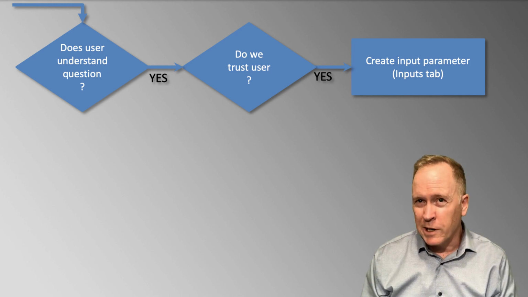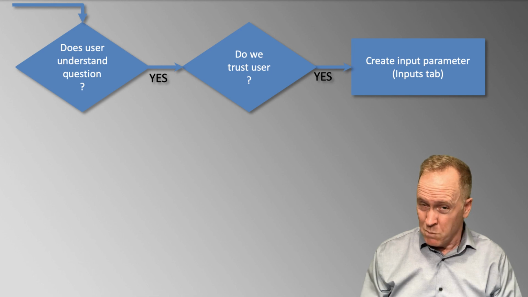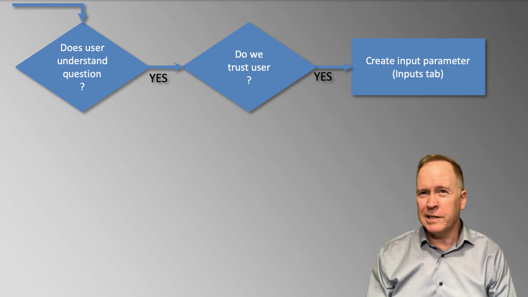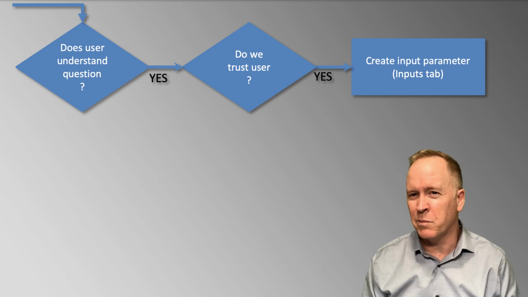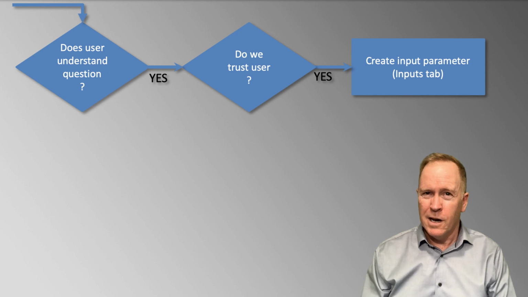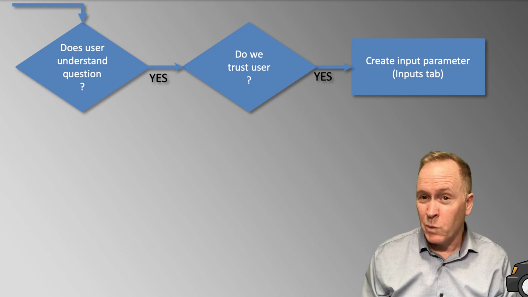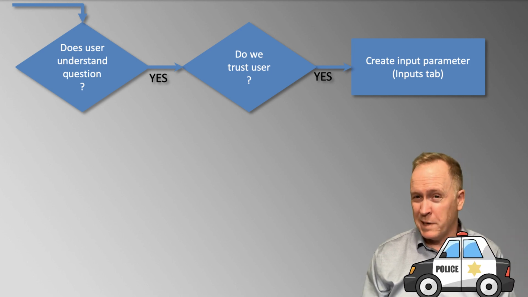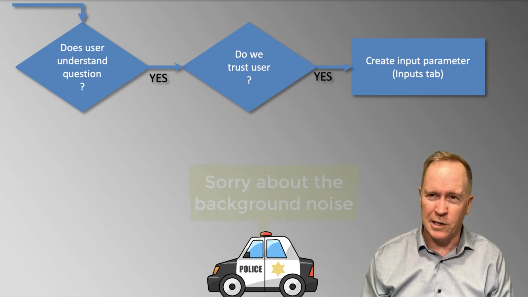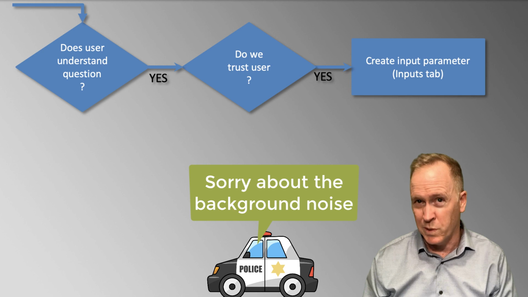So in this flow chart here, where we're going to more completely describe my thought process, you can see that the beginning part is the same as we saw in the previous flow chart. So the first two questions I ask myself are, does the user understand what I'm asking for? And do I trust that user? As we saw before, if the answer is yes to both of those questions, I'm going to go to the Inputs tab and create an input parameter.